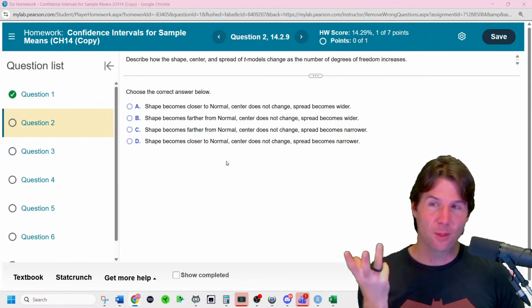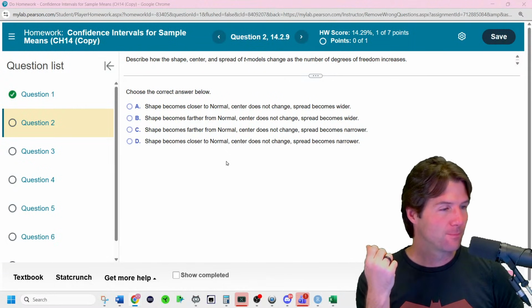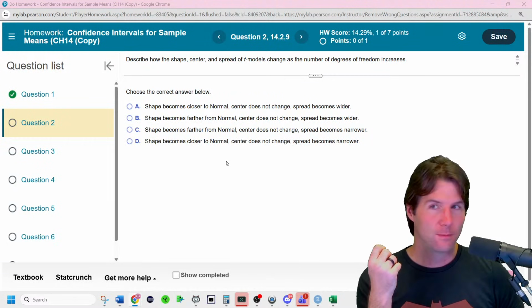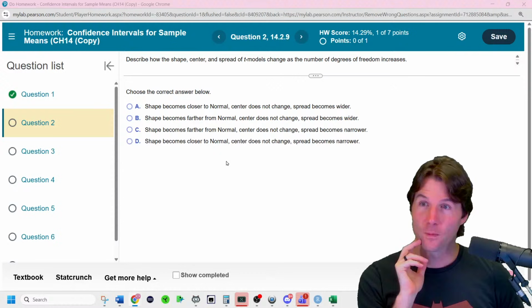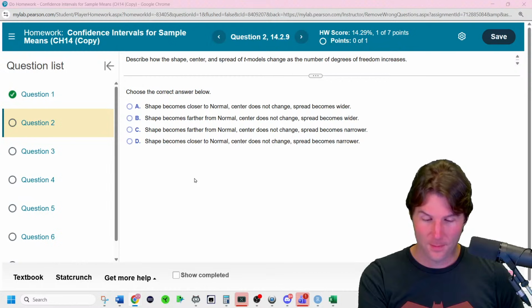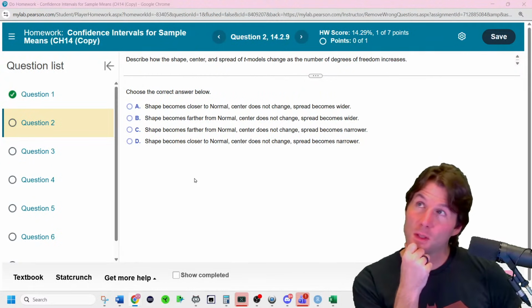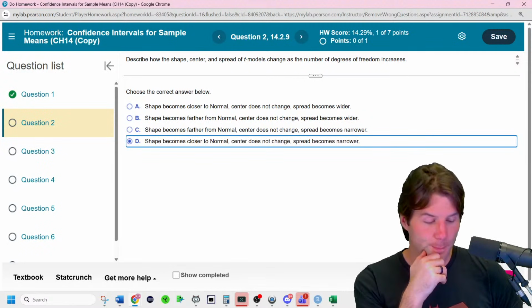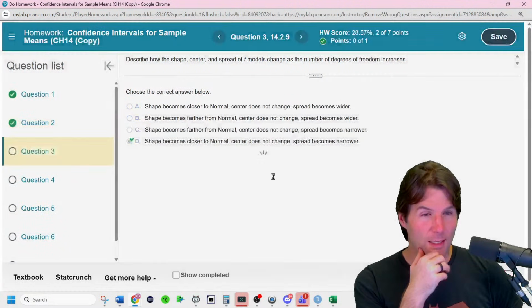As degrees of freedom increase, what happens? What happens? We can see it. The spread becomes, it does narrow, right? It gets less spread out. Yep. Thank you. I had to double think.